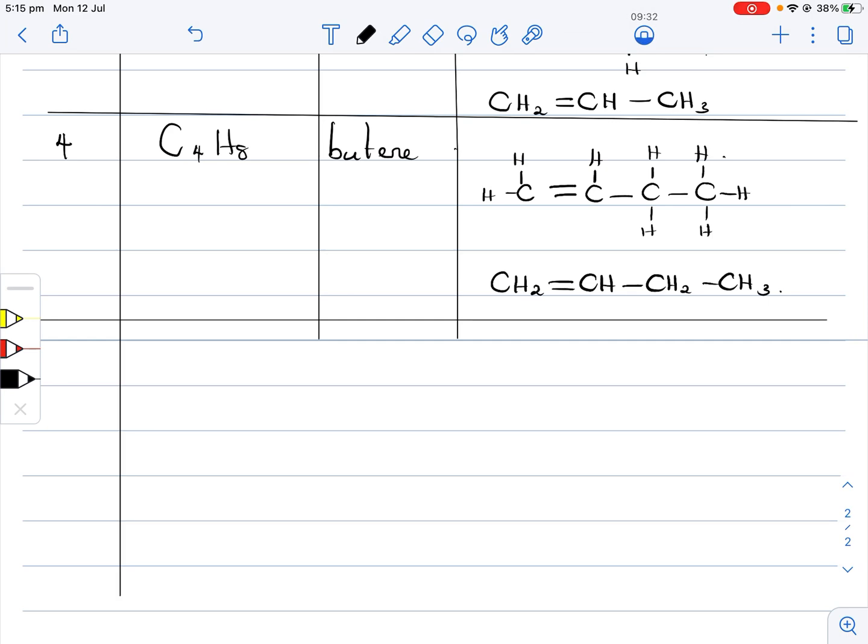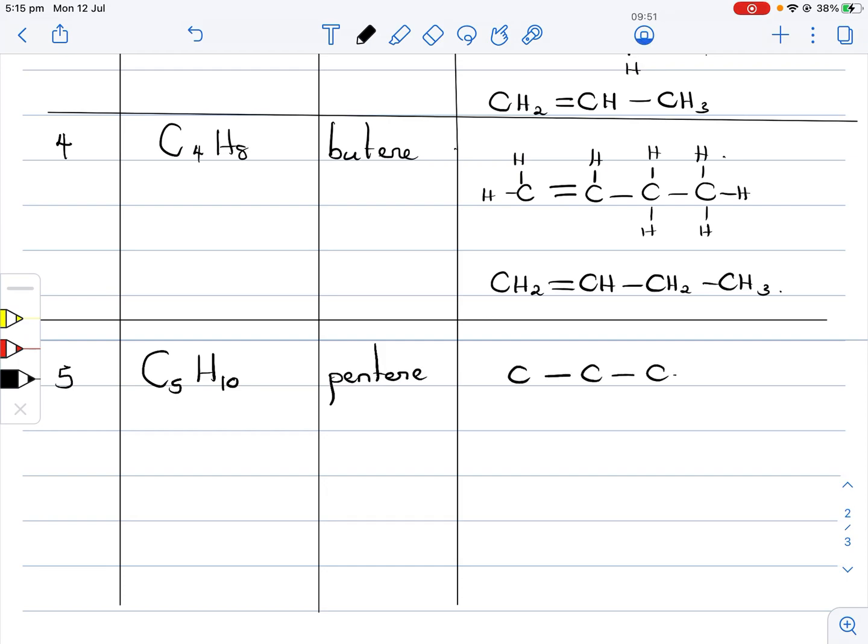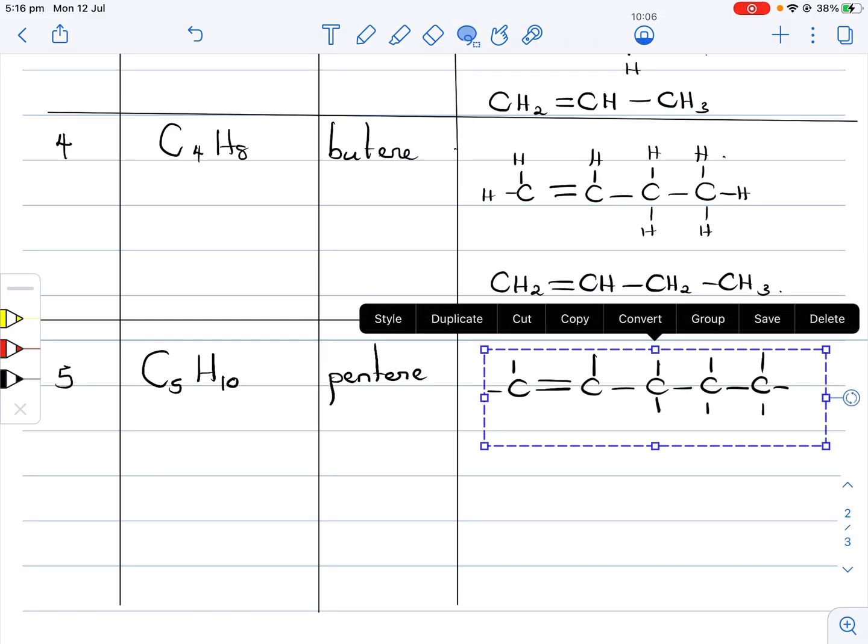Right, when n is equal to 5, that's the last one I'll touch on. C5H10. And the prefix is pent, so this one is going to be pentene. I draw the carbon atoms one after the other. I put my double bond between the first 2. I put bonds around each carbon to ensure it only has 4 bonds and does not exceed those 4 bonds.